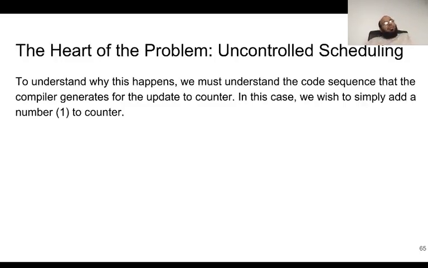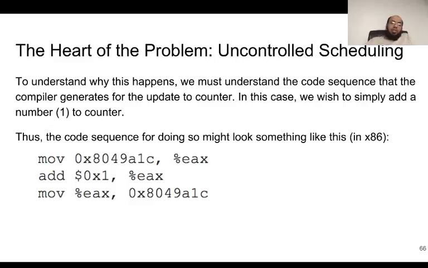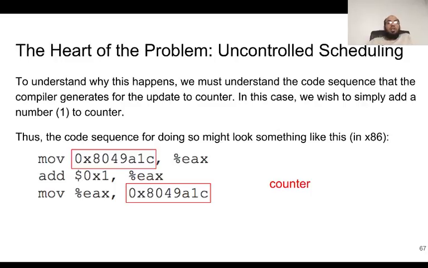This sounds like a very simple operation, though. You're just adding 1 to a counter, right? But in reality, it's not. In the x86, and we are not going to go deeply into the details of how this is implemented as an architecture, the way that the x86 works is that you're moving. So you have the counter. This is 0x8049A1C. This is the memory location where your counter is stored. So this is your counter.